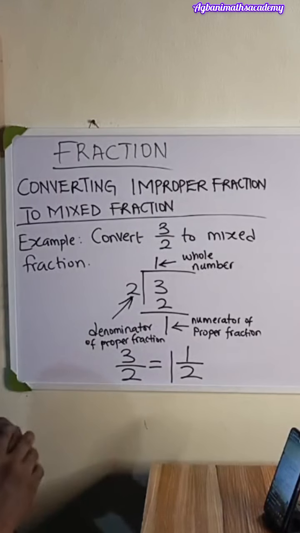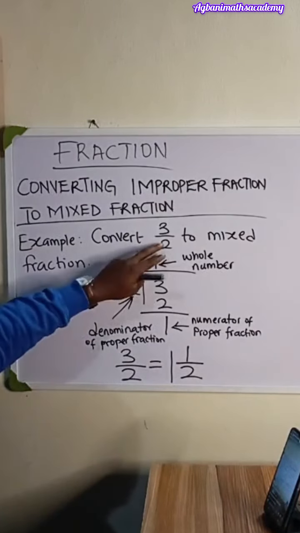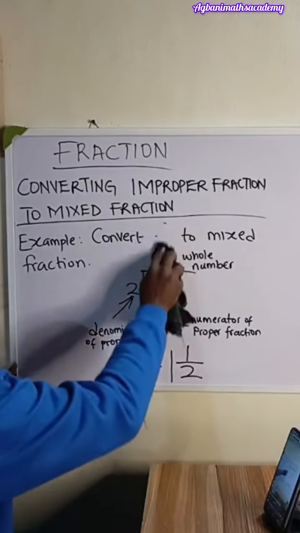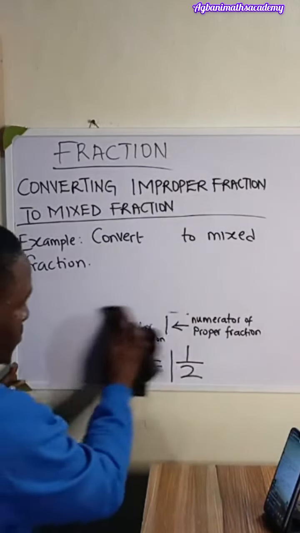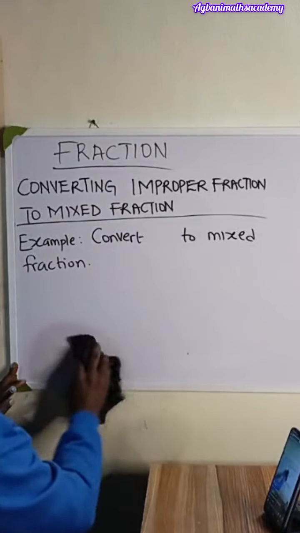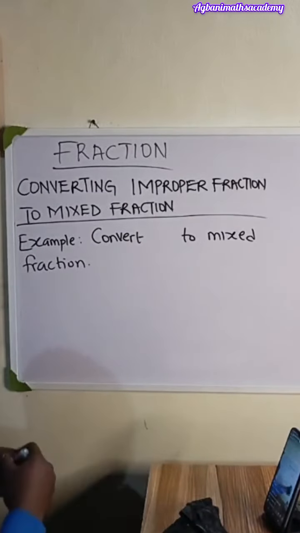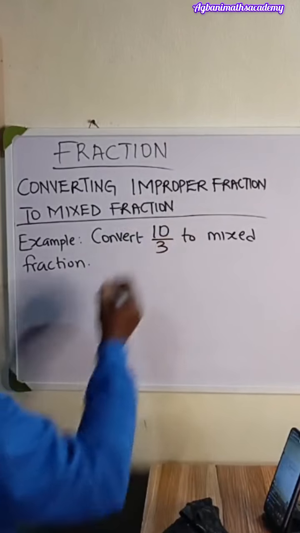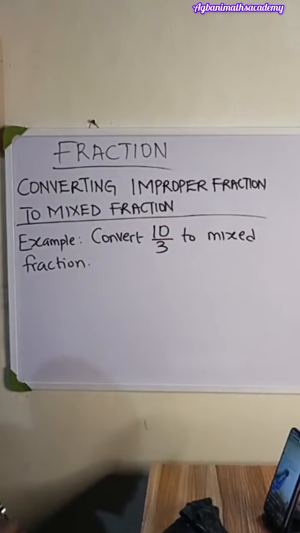Okay, so let's continue. We've seen how to convert 3 all over 2 to mixed fraction. So let's convert another number. Let's use a number that is a little bit bigger. 10 over 3. Okay, 10 over 3.